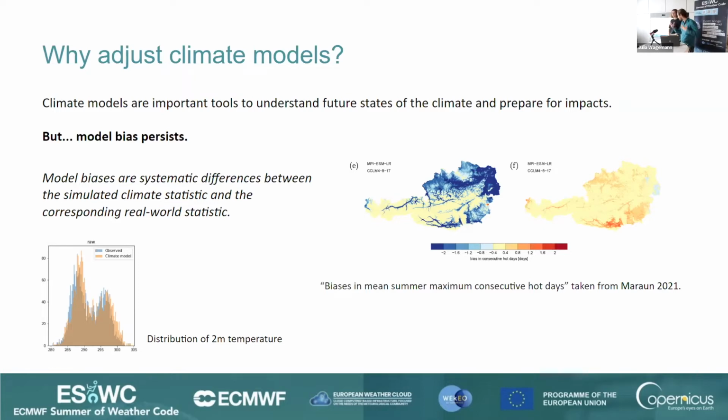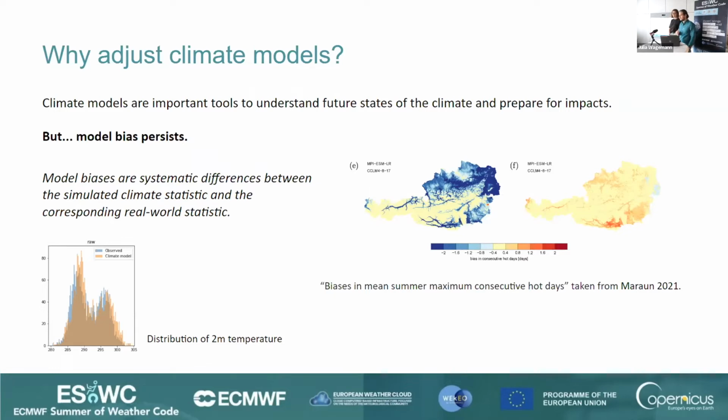And whilst that might not seem like much, on the right-hand side picture we see the biases in mean summer consecutive maximum hot days, which is a very important index for heat waves. And we see that in some parts of this climate model, there are quite substantial biases, for example in Eastern Austria, that we might need to remove for doing impact studies.